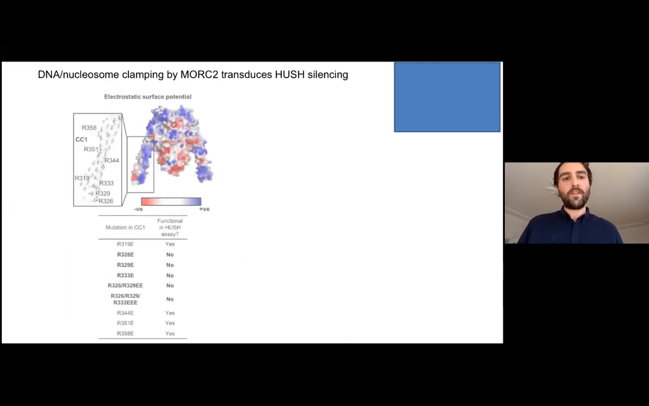We also observed that these projections, these unique coiled-coil insertions into the MORC structure, are highly positively charged. And we asked the question of whether these positively charged arms have a role in binding to DNA. And we found that several charge reversal mutations at the tip of this arm caused complete loss again of HUSH function.